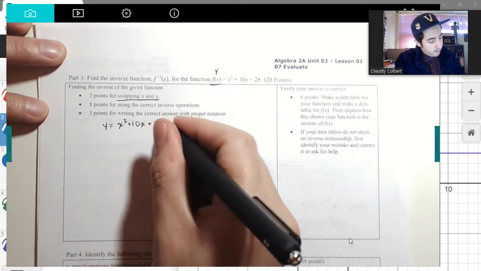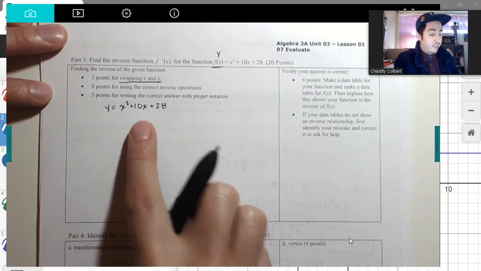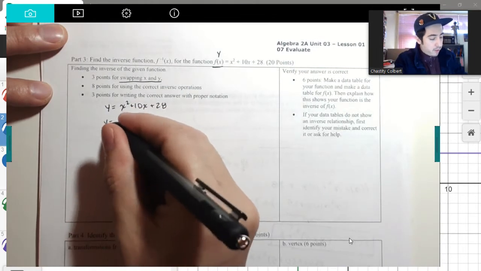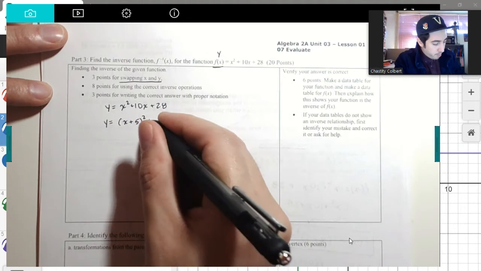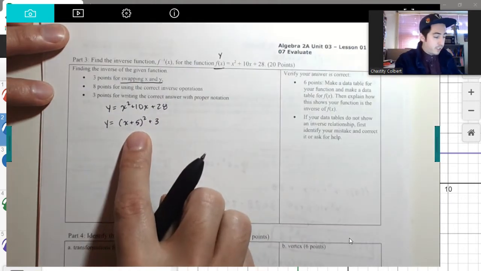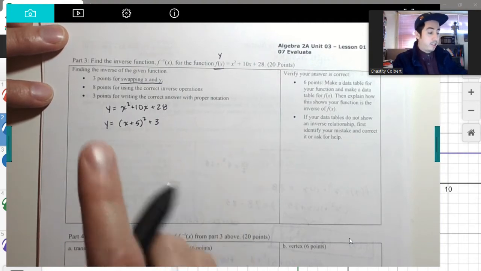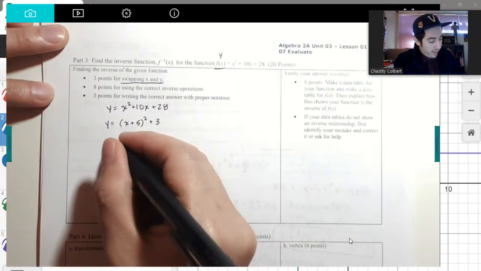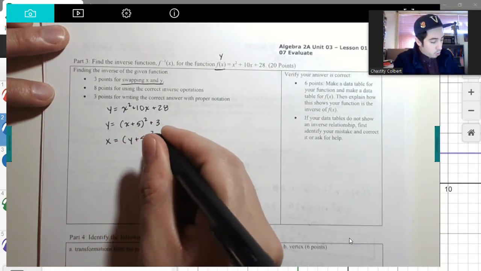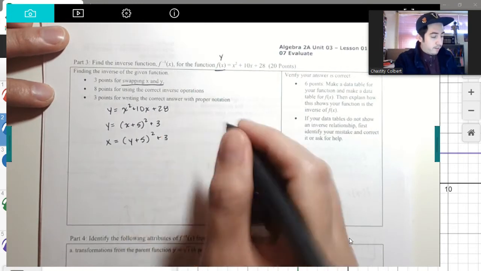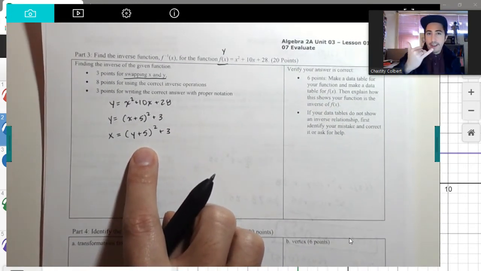plus 28. And actually, I think it's going to be easier for us if we write it in vertex form. So I'm going to keep going. This is going to be x plus 5 squared plus 3. That's the same function. I just switched it over to vertex form. Now I'm going to actually swap x and y. So x will go here. It's going to become y plus 5 squared plus 3. Right? So I rewrote it in vertex form, and then swapped the x and y.